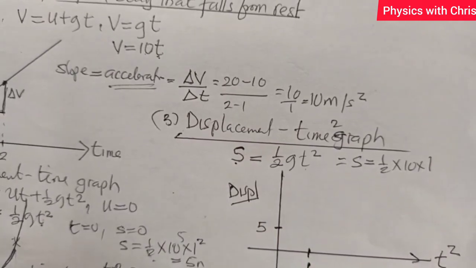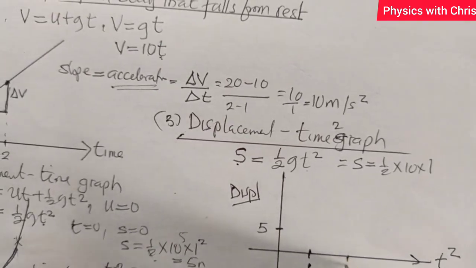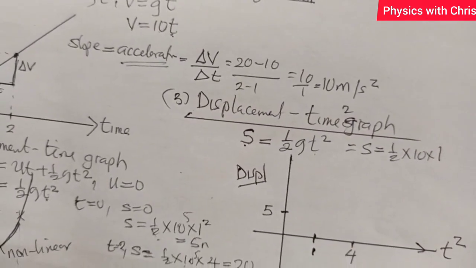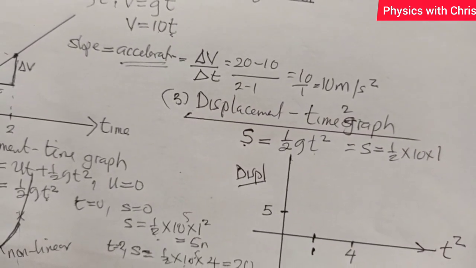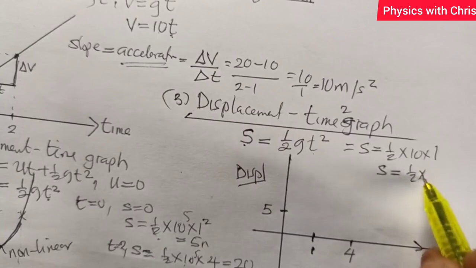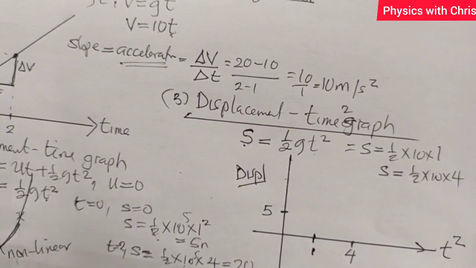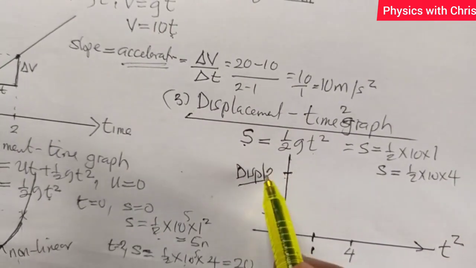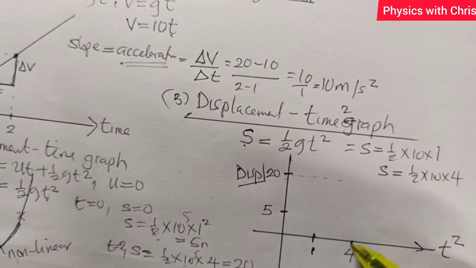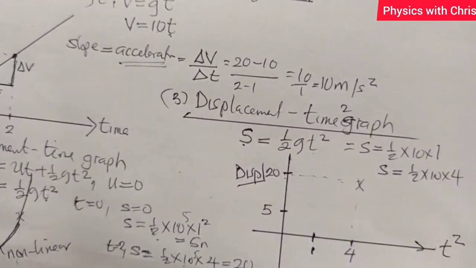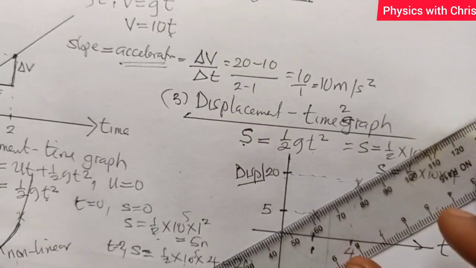Now, when time t is 2, of course, t squared is 4. So I'll plot 4 here. Let's say this point is 4, because when time t is 2, t squared is 4. That will give me 20, because by the time I make the substitution, this is half times 10 times 4, which is 20. So I'm plotting 20 against 4. Instead of plotting 20 against 2, we plot 20 against 4. By the time we finish plotting all these points, maybe using t squared values of 4 and then 9 and so on, we obtain a straight line relationship between the displacement and the square of time.